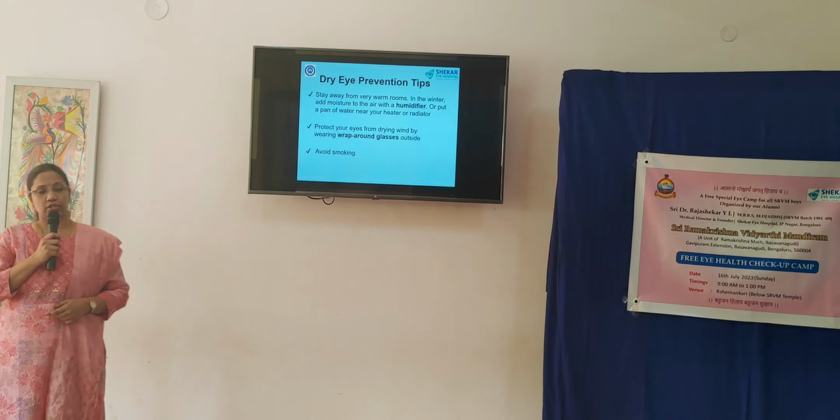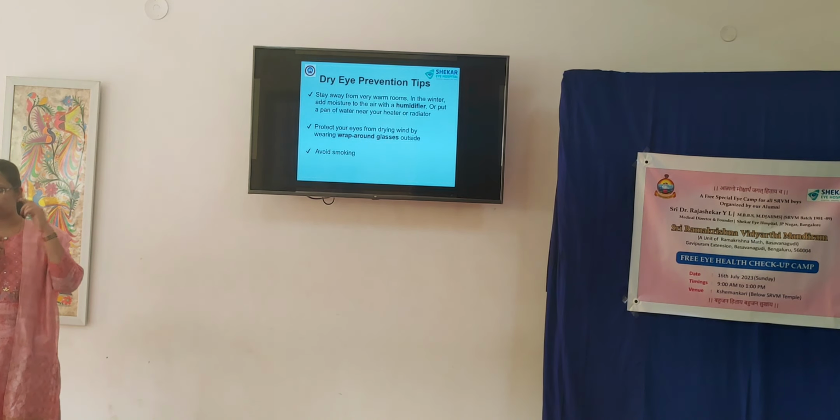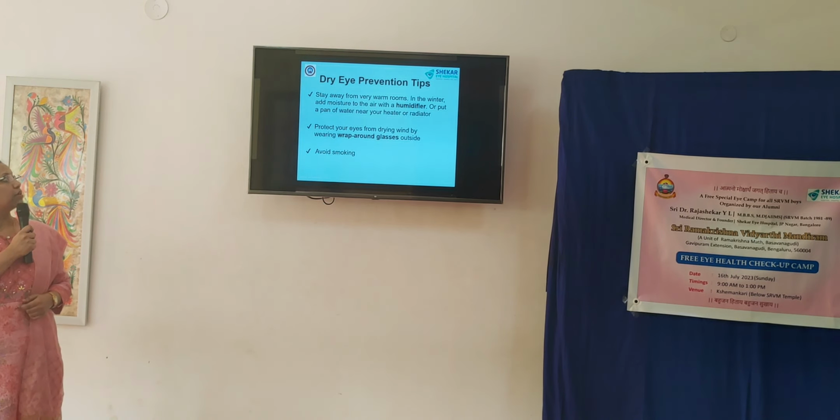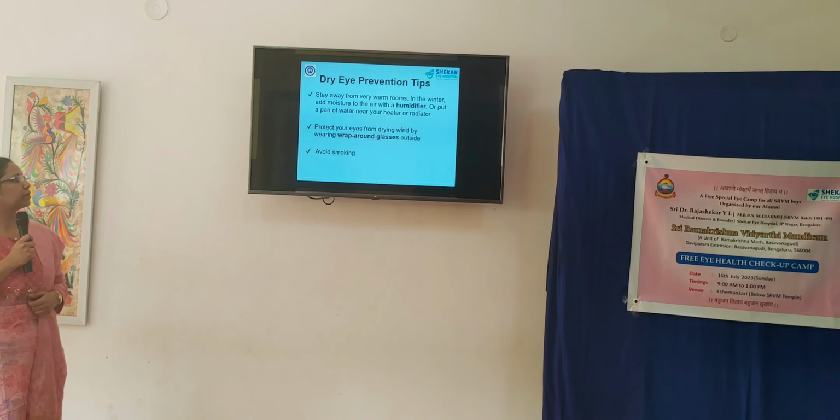So what are the prevention tricks? Protect your eyes from drying wind by covering them. Wrap-around glasses don't have space like this. Okay. Then avoid smoky areas. Stay away from warm rooms, and in winter use a humidifier so that the room moisture is maintained and you will not develop dry eyes.